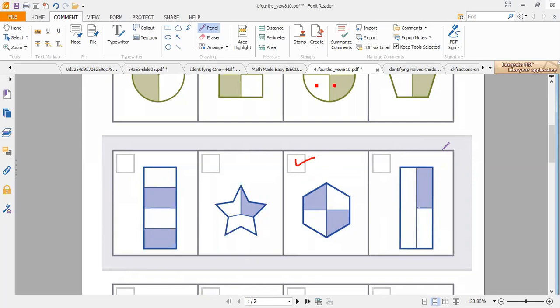I will give you one more chance. Do we have another shape? Yeah. Which one? The first one. Yes, focus. The first one. Fourth because 1, 2, 3, 4 equal parts. Okay, thank you Mariam. Let's see Roqaya.